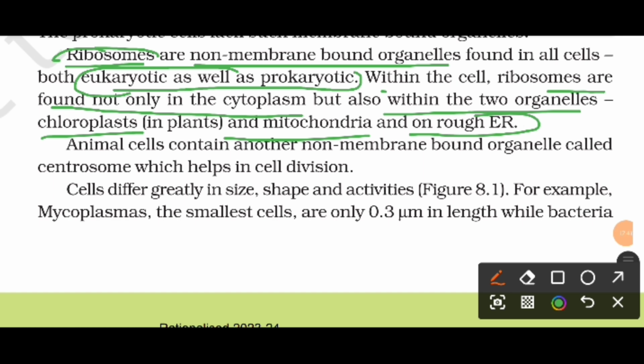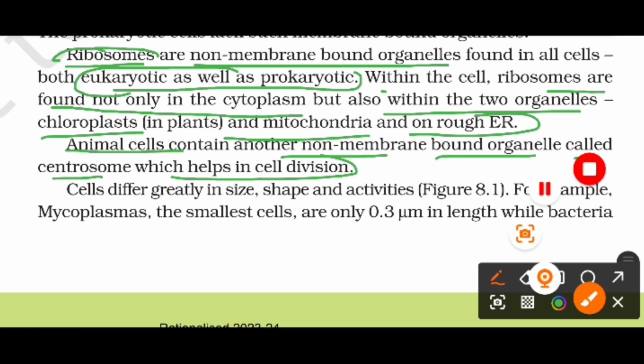The animal cell also contains another non-membrane bound organelle called the centrosome, which helps in cell division. So we have studied that the non-membrane bound organelles are the ribosome and the centrosome. The centrosome is only present in animal cells, not in plant cells. Also, ribosomes are found in the cytoplasm of the cell. They are called the protein synthesis machinery, which we'll study further. Apart from the cytoplasm, they are also found within two organelles, the chloroplast in plants and mitochondria, and on the rough endoplasmic reticulum.